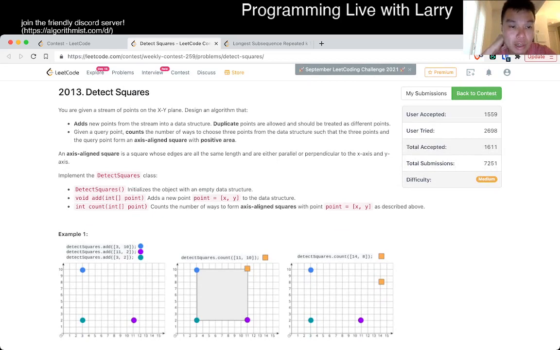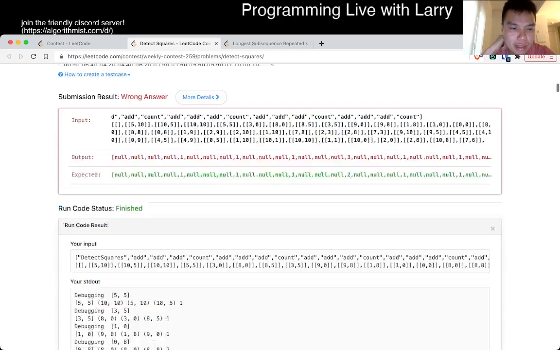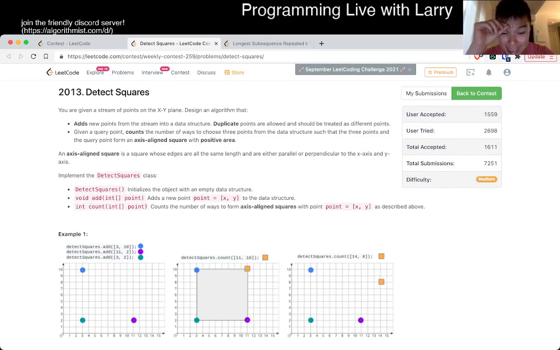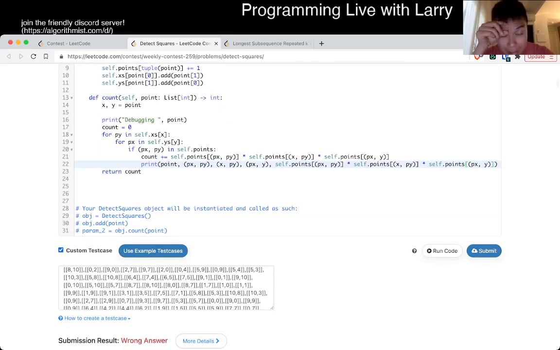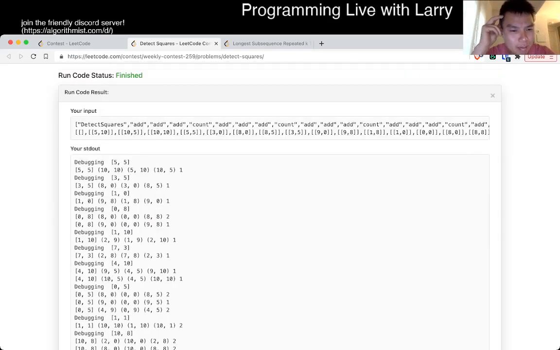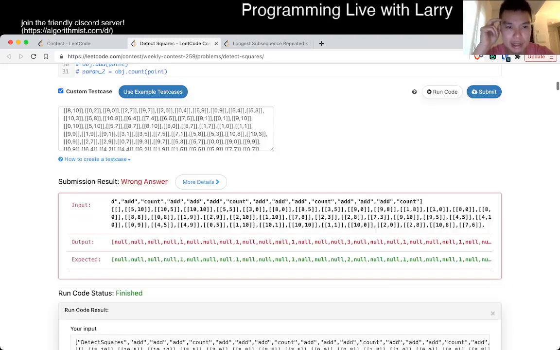Oh, edges are all the same length. Wait, that doesn't change. I actually missed the square part. I actually did this as a rectangle, so this is pretty bad. I had to change a lot of things. So this was going to be wrong anyway, but oh, this is 2 because this is not a square, not because of this. So this is right, but this is not right because it's not a square. Okay, that makes sense.